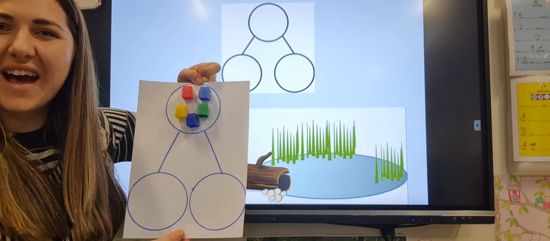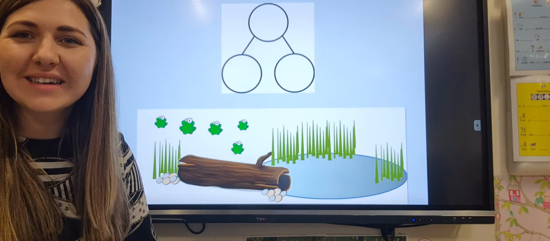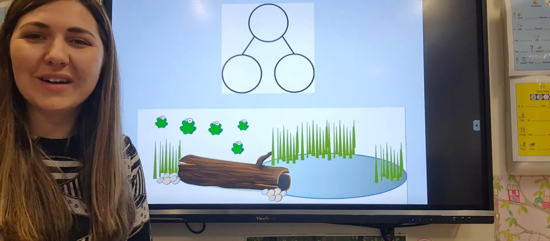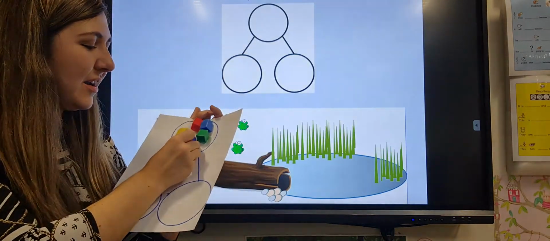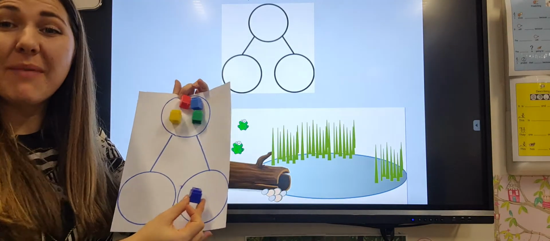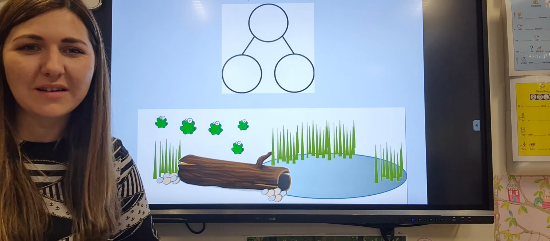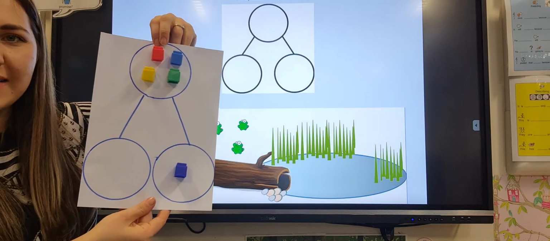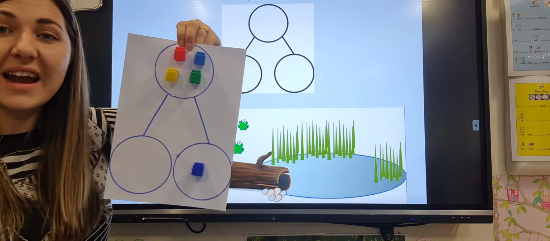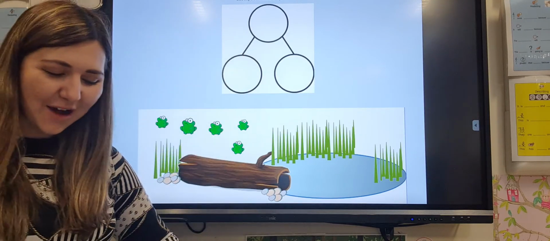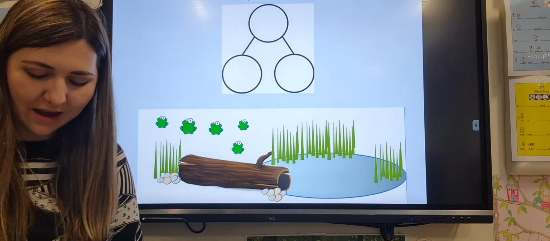There were 5 frogs to begin with. Do you remember how many jumped into the pond? That's right, 1 jumped into the pond. So we need to move 1 into our part. 1 is a part because 1 has gone into the pond. I want to know what the other part is. How many frogs are not in the pond? That's right, 4. 4 is our other part. Let's move 4 into our other part.